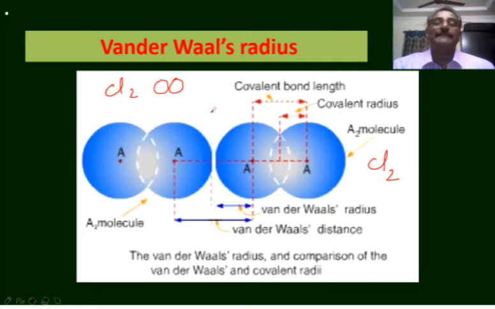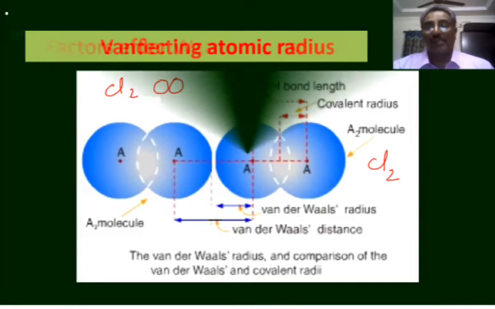So, in this way, for metals, the radii are measured in terms of the crystal radius or metallic radius. For non-metals, the radii are measured in terms of the covalent radius or van der Waals radius. For the elements which do not form compounds, like inert gases, the radii are measured only in terms of the van der Waals radii.